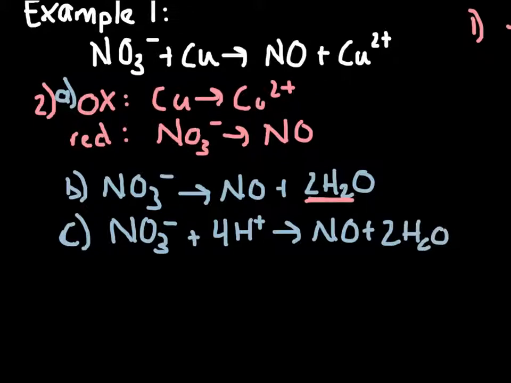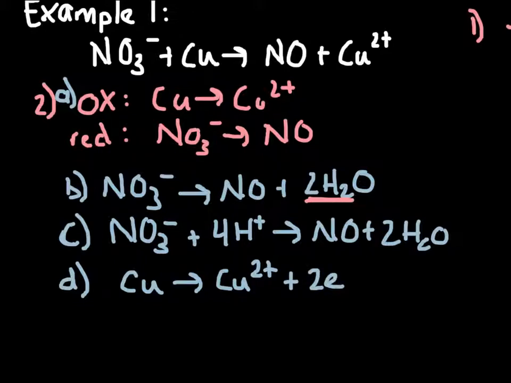Then step D. Here we want to balance each half equation for charge by adding electrons to sides with more positive charges. Looking at our oxidation reaction first, so we have copper. Copper is an atom, it is being oxidized, therefore it loses its electrons. We are going to write those lost electrons on the product side to show that they have been lost.